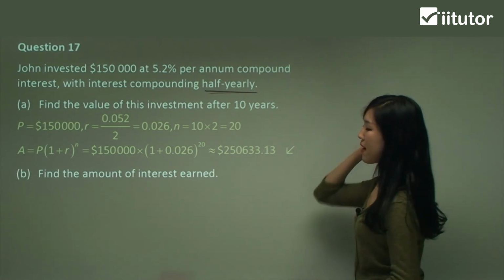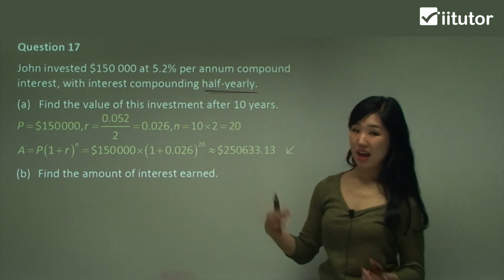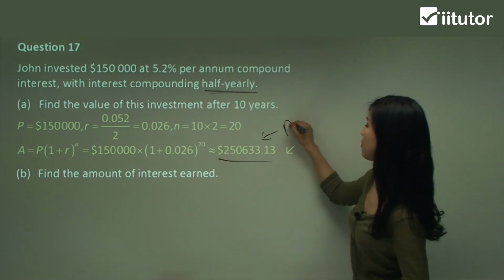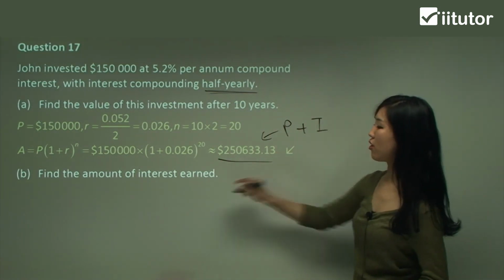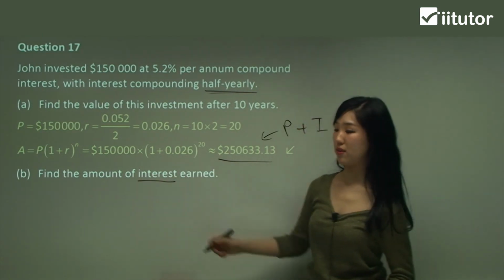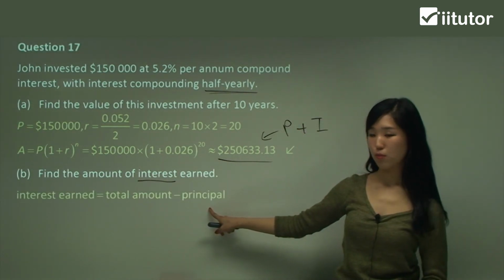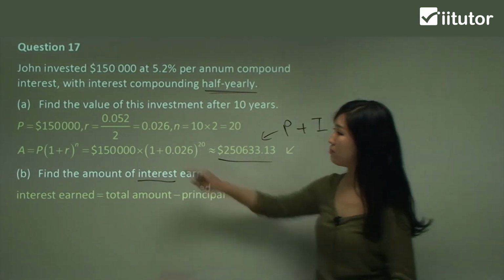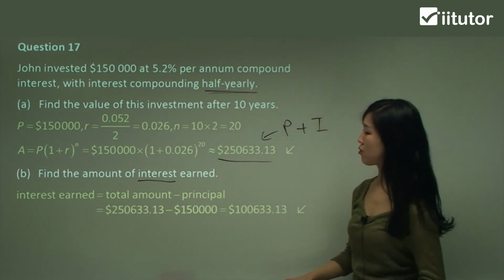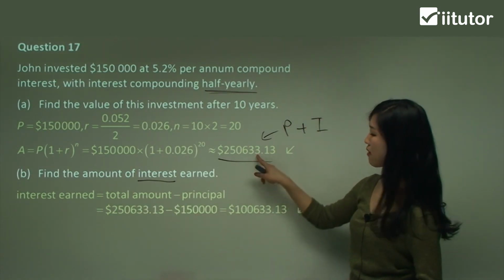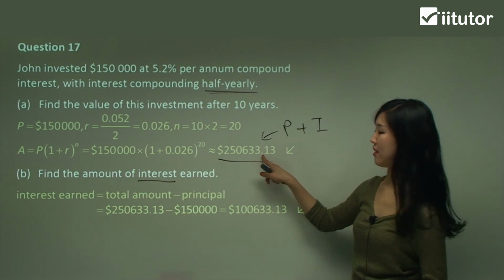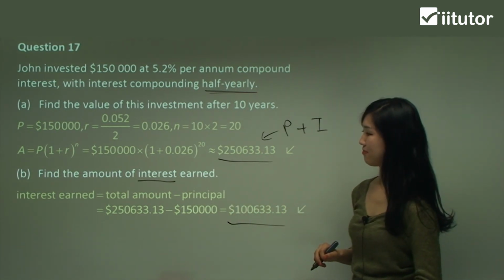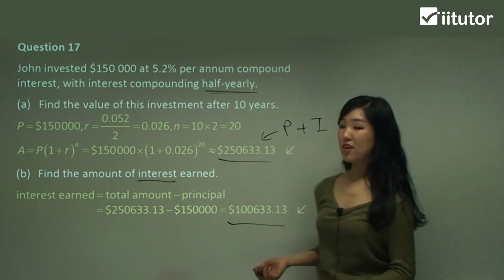Now part B, find the amount of interest. What did I say in our previous example, guys? This value is principal plus interest. So to only find the interest, what do we do? We subtract the principal from the total amount that we calculated. Now what's our principal? That's our principal. So we subtract $150,000 from the total amount that we calculated, and that will be your interest. That's just your interest. So that was the compound interest, guys.